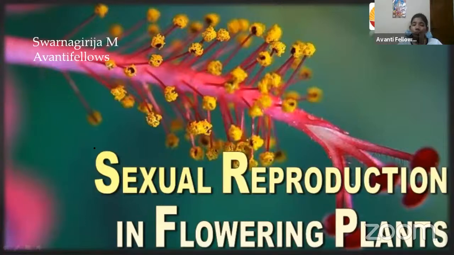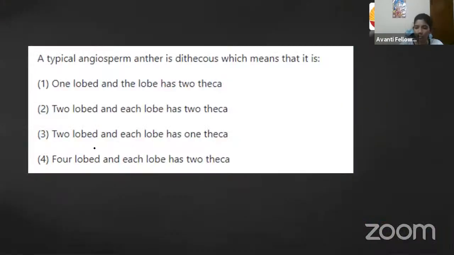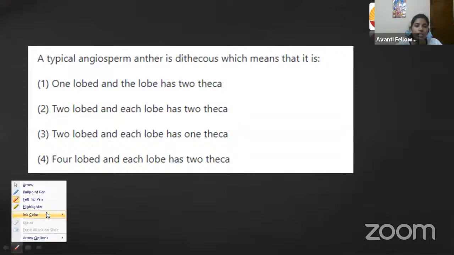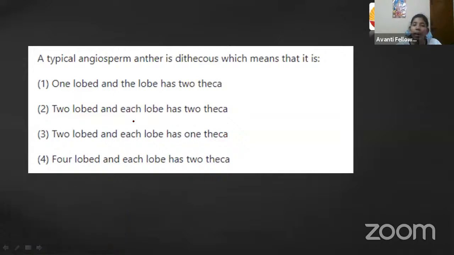But how this pollen grain reaches the egg, that is the question, right? So that we will see in today's class. Before that, I would like to ask you a question. A typical angiosperm anther is dithecous, which means that it is: one lobed and the lobe has two theca; two lobed and each lobe has two theca; two lobed and each lobe has one theca; or four lobed and each lobe has two theca.